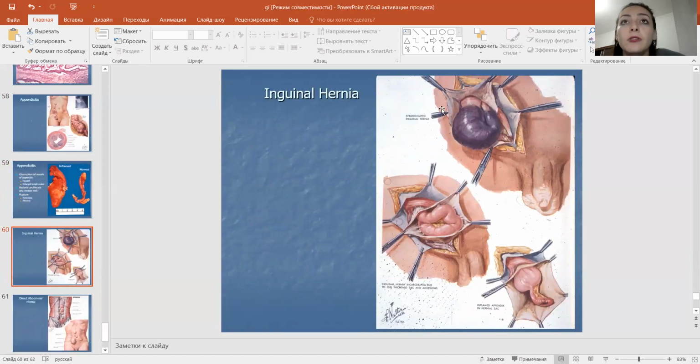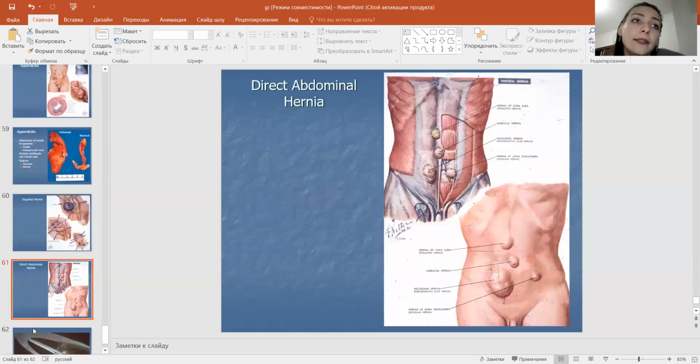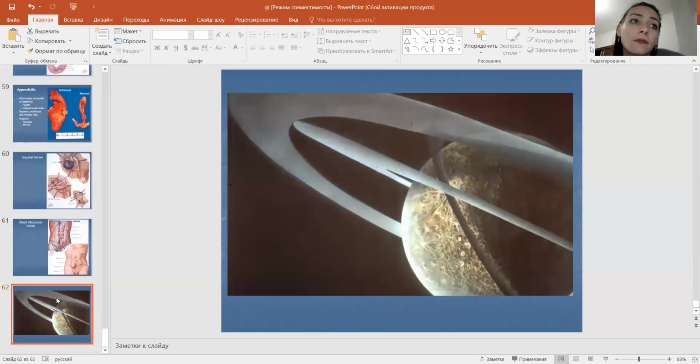Inguinal hernia, maybe it is surgical pathology, and that's all.